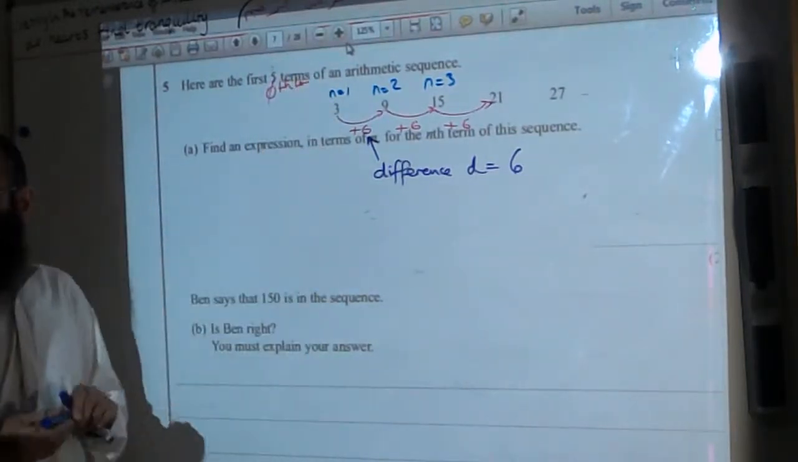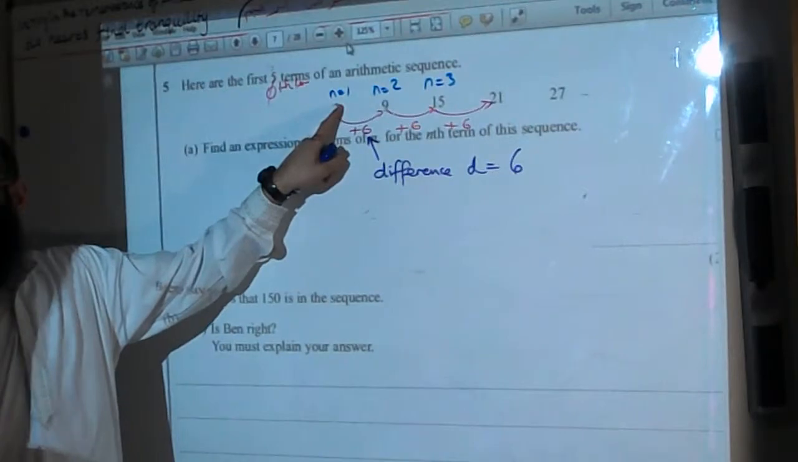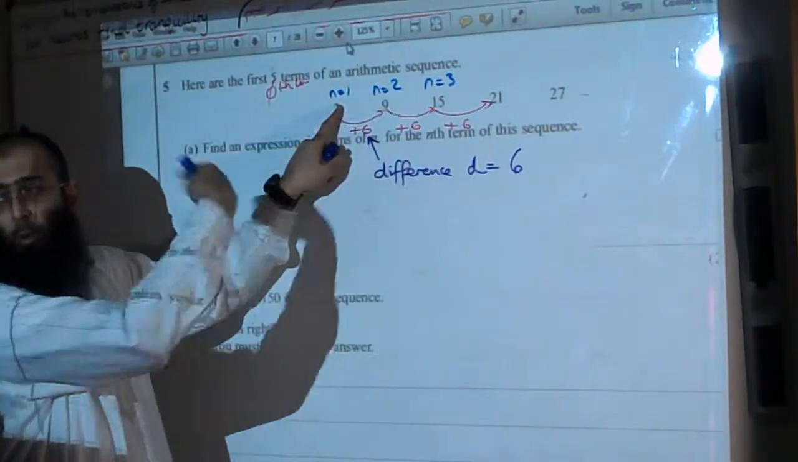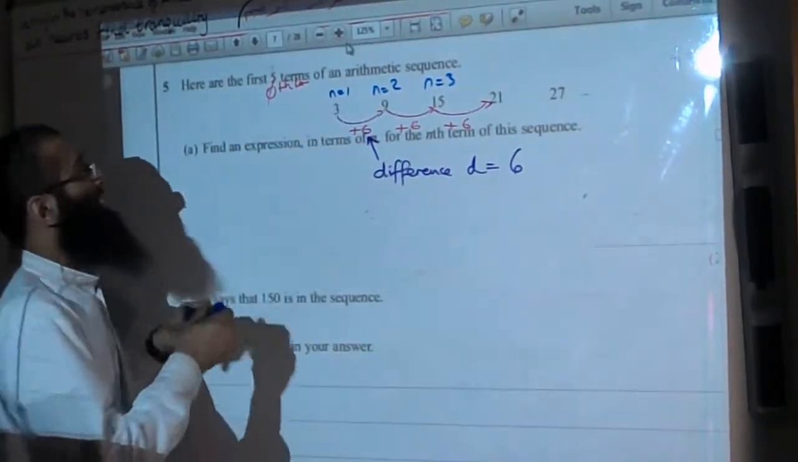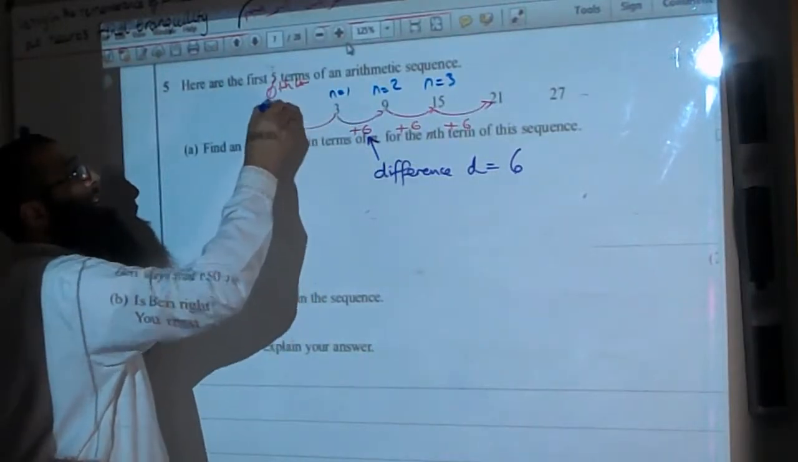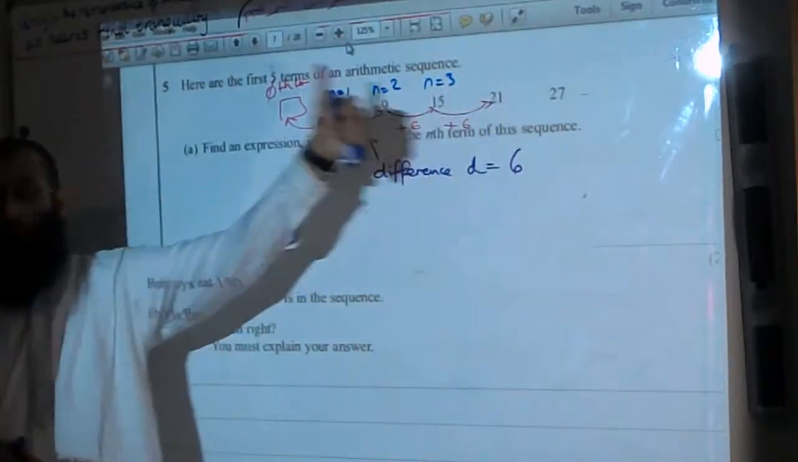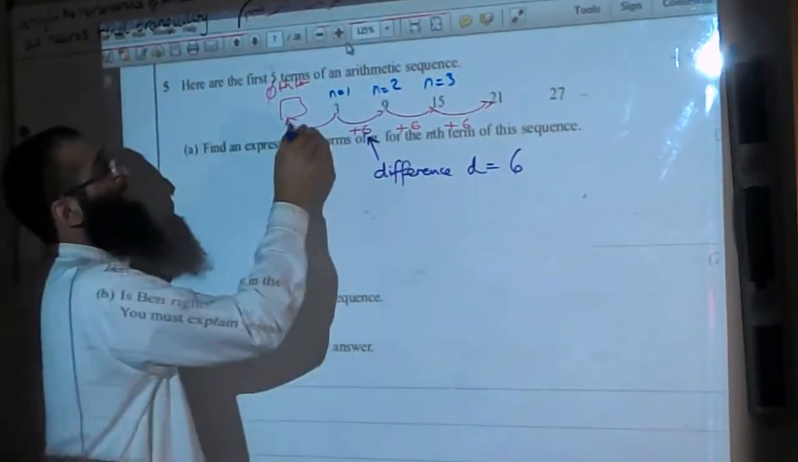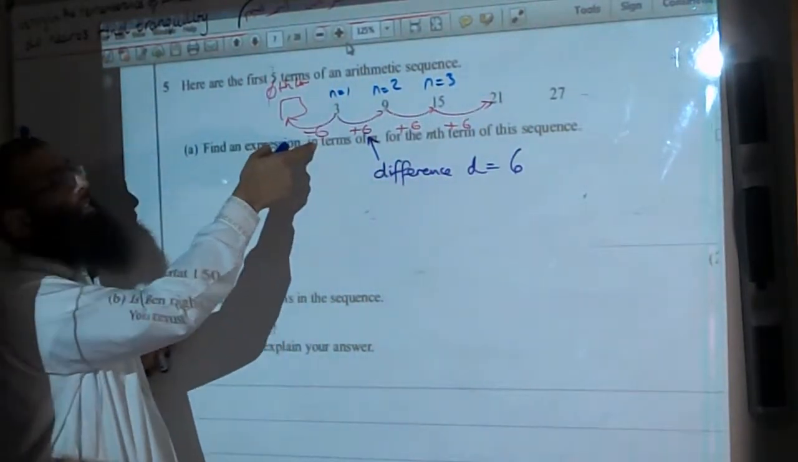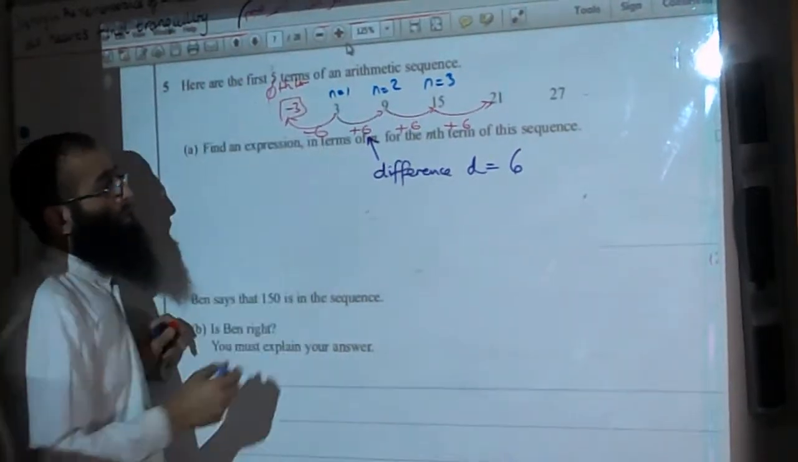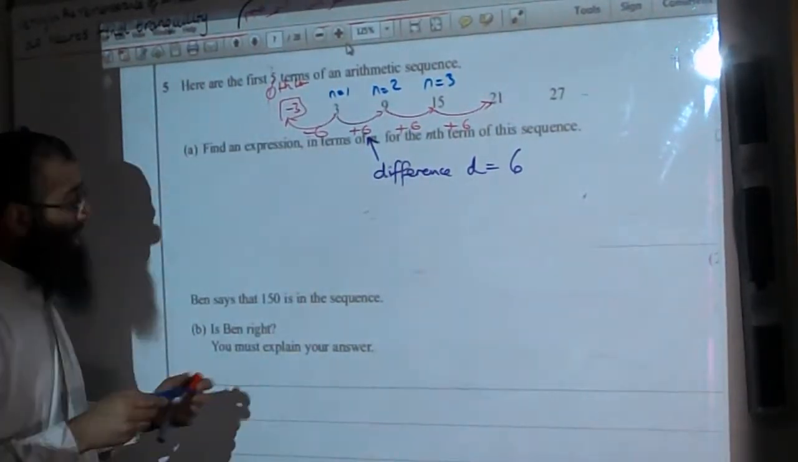Now, where does 0 come relative to 1? Does 0 come after 1 or before 1? Before, isn't it? What do you reckon that number is going to be? If I'm going that way, I'm adding 6. If I go this way, I'm going to be subtracting 6. So 3 minus 6 will give us -3.